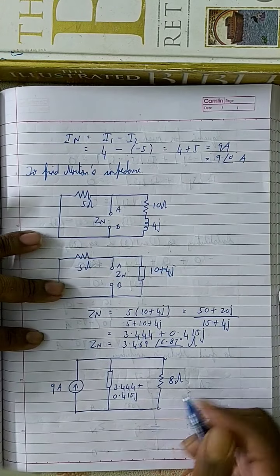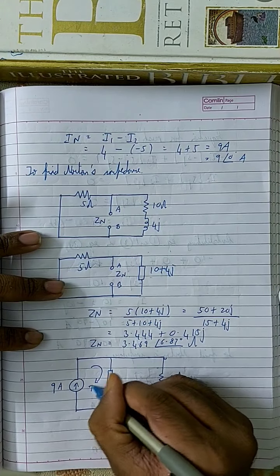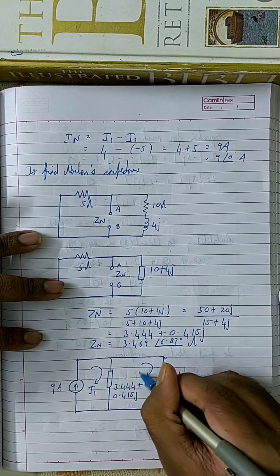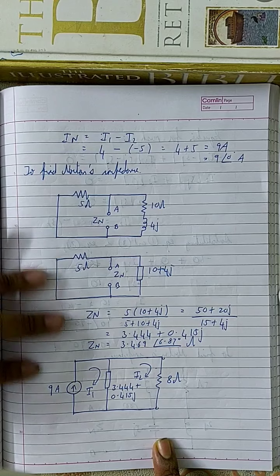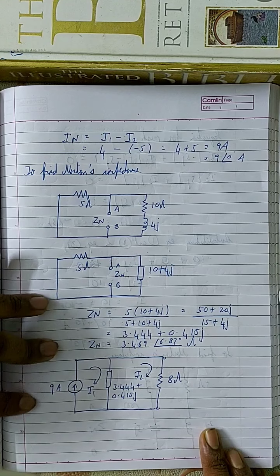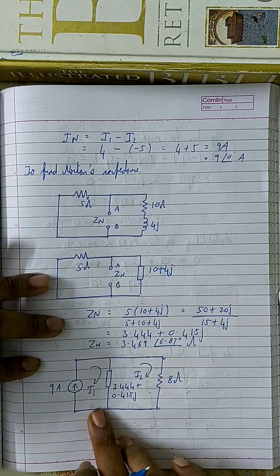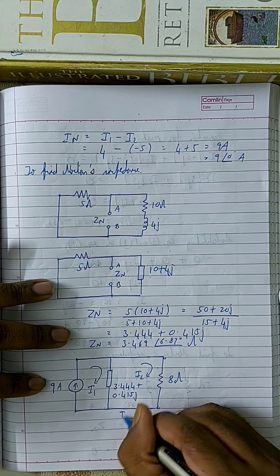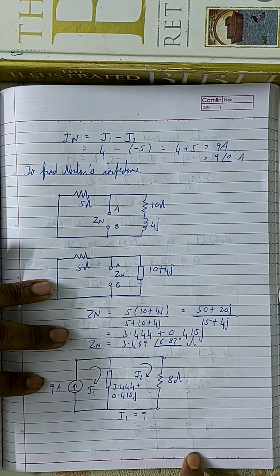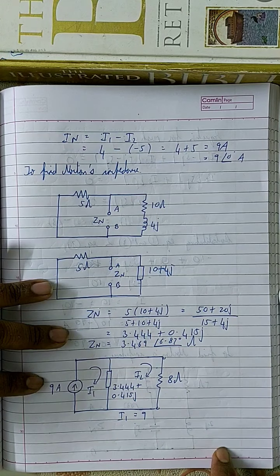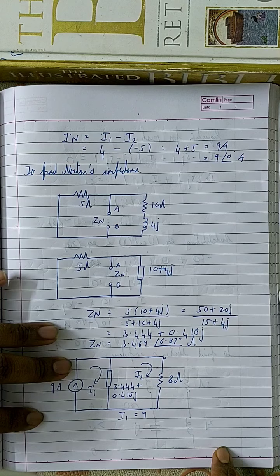You can apply the current division rule, or you can simply close your eyes and apply mesh analysis. If you are applying mesh analysis, then this is mesh 1 and this is mesh 2, which means the current through this resistor is I2, right? So you just simply need to find the value of I2. And what is the value of I1? I1 is equal to 9, right? See, because this is a current source, so basically I1 is equal to 9. So now you need to find the value of I2, right?